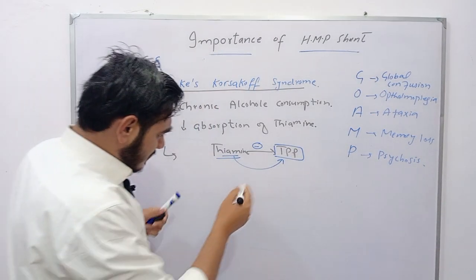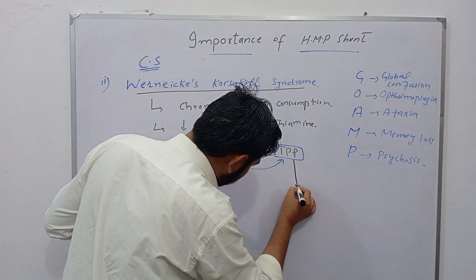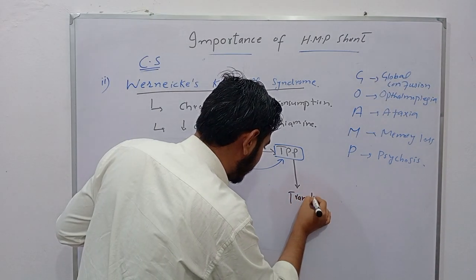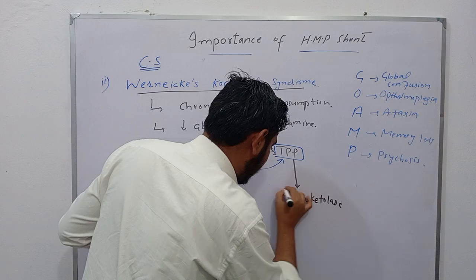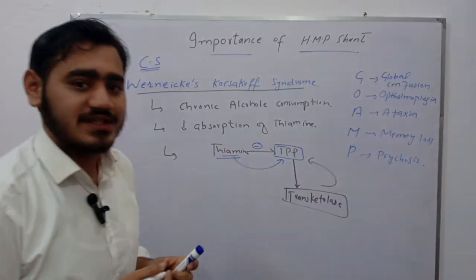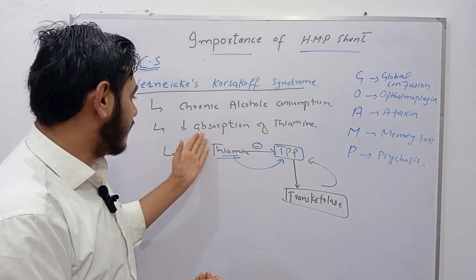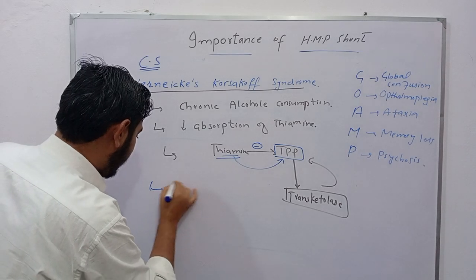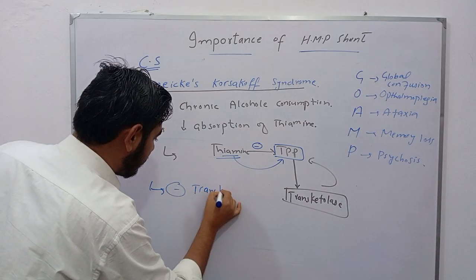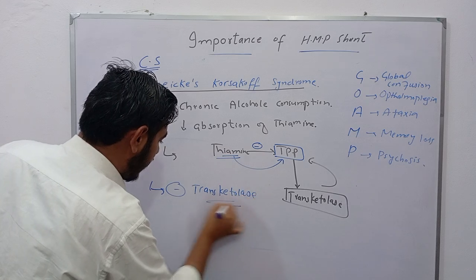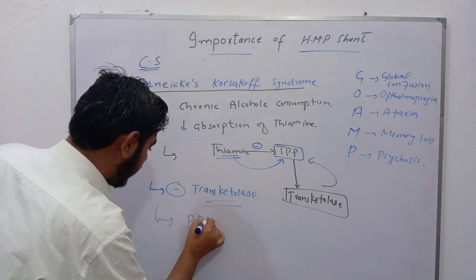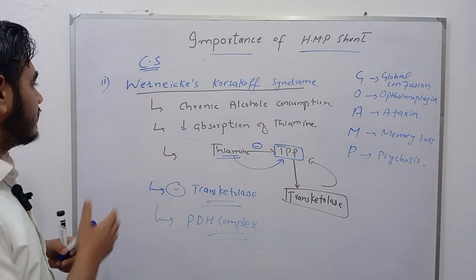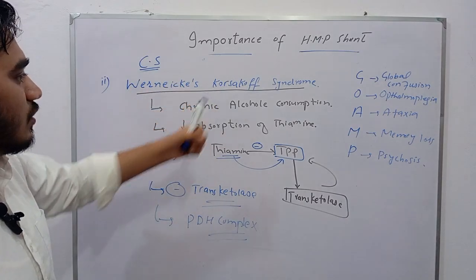This is because thiamine pyrophosphate is very important for the activation of the transketolase enzyme. This enzyme requires thiamine pyrophosphate for its action, and in deficiency of thiamine absorption, it leads to inactivity of the transketolase enzyme. They also affect the pyruvate dehydrogenase complex reaction. So this is the second clinical significance, Wernicke-Korsakoff syndrome.